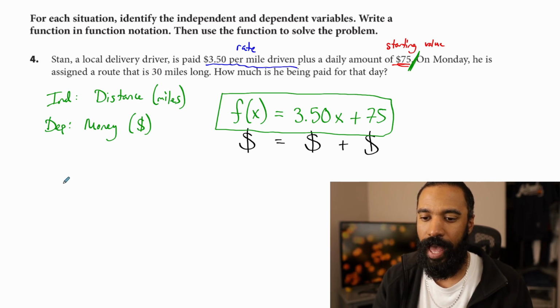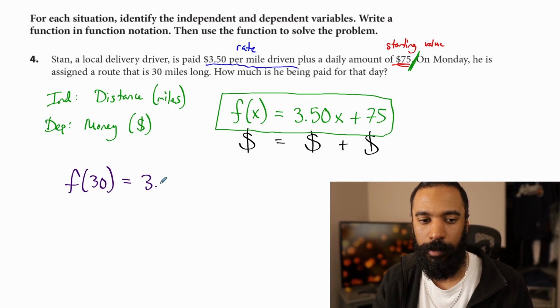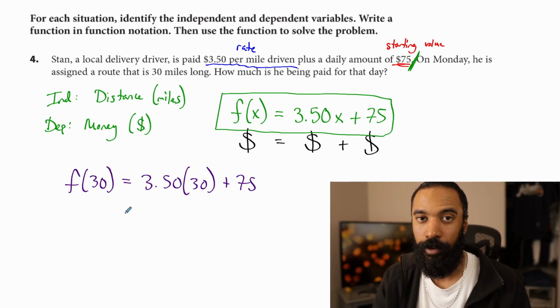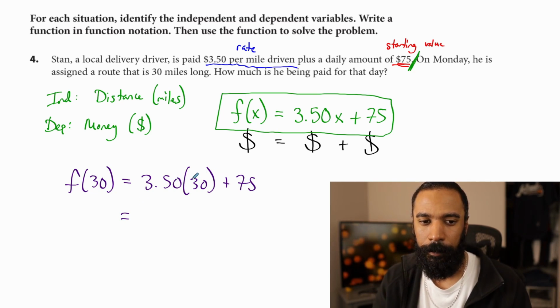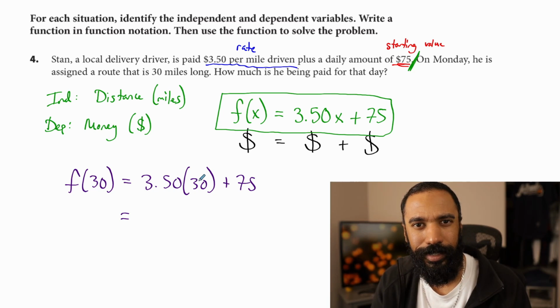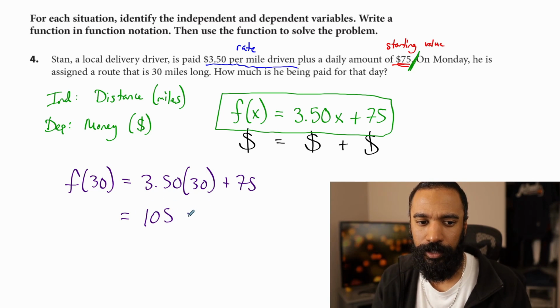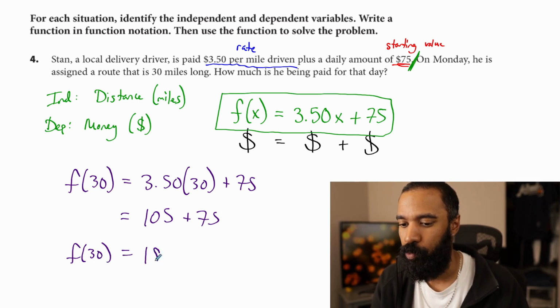So I'm going to go ahead and do f of 30. I'm going to substitute 30 for x and determine what this answer will be. He earns $75 plus $3.50 per mile for 30 miles. That gives you, oh gosh, $105, I think. $105 plus $75. So f of 30, the amount of money he'll make for 30 miles driven for a single day, is $180. I'll go and put this here.